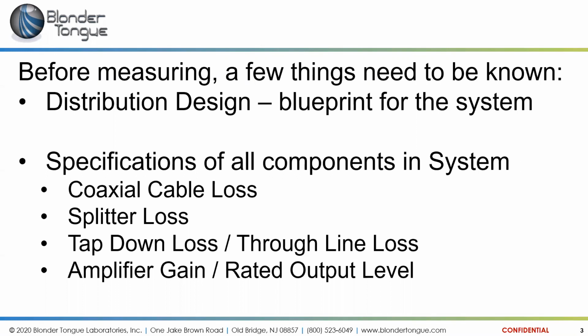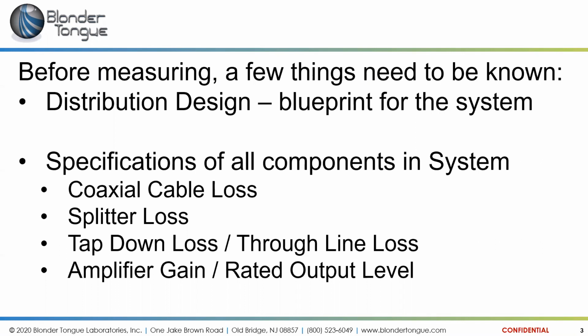And then finally, one of the major components of a distribution system is amplifiers. Amplifiers are one of the few things we can control, we can adjust, but we need to understand how to adjust it, why to adjust it, and so we need to understand what the amplifier is doing, what the gain of that amplifier is, and what the rated output level or the specified output level per design is supposed to be. All of these, plus any other components that are in the system that I may not have mentioned.